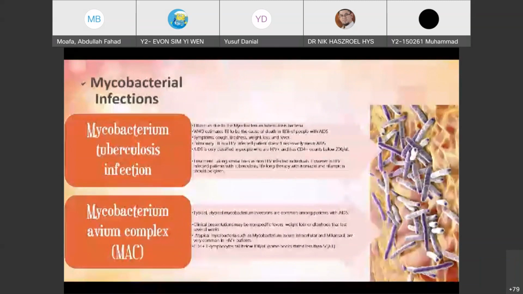Okay. Another one under mycobacterial infections is Mycobacterium avium complex. Typical as well as atypical mycobacterium infections are common among patients with AIDS, and their clinical presentations can be prolonged fevers, severe weight loss, and chronic diarrhea. This infection caused by atypical mycobacteria such as Mycobacterium avium intracellulare and M. kansasii is very common in HIV-infected individuals when their CD4 plus T lymphocytes fall below 100 cells per cubic millimeter.